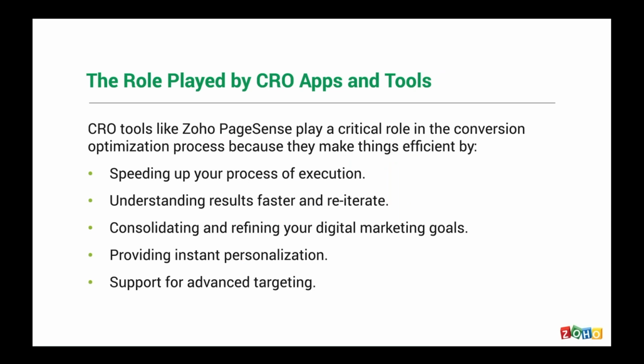A quick recap, CRO tools like Zoho PageSense play a key role in conversion optimization because they help in increasing the speed of execution of such processes by giving tools for easy analysis and testing, providing insights and inferences based on the data shown, and which can help us reiterate what we've designed our hypothesis to be. And then it can help us to tweak and refine our digital marketing goals. Besides this, it can help us provide instant user-based personalization and advanced targeting.